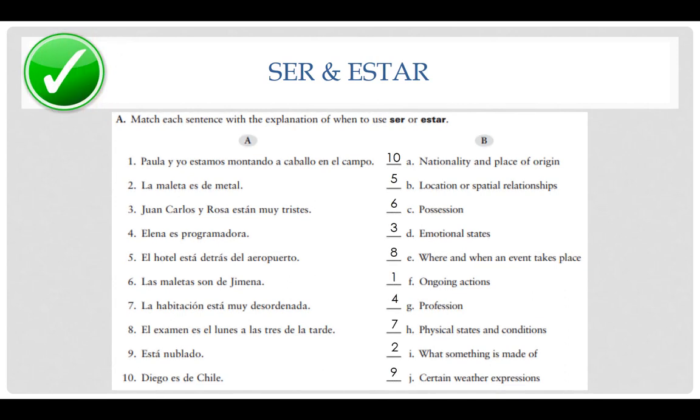Please check your responses with the answer key on the screen. Pause the presentation to check your answers now. When you have finished checking your responses, press play to continue with the tutorial.